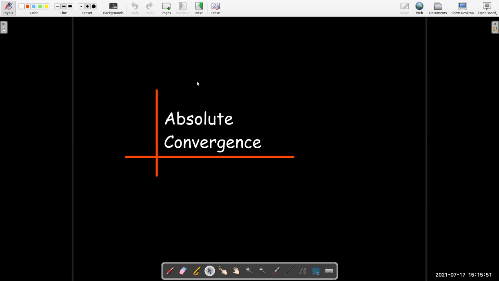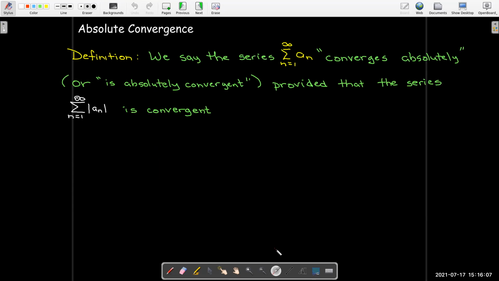In this short video, we're going to talk about a new concept called absolute convergence as it relates to series. So absolute convergence, we say that a series, the sum from n equals 1 to infinity of a sub n, converges absolutely, or we may say is absolutely convergent, provided that the series of the absolute value of the terms is convergent.